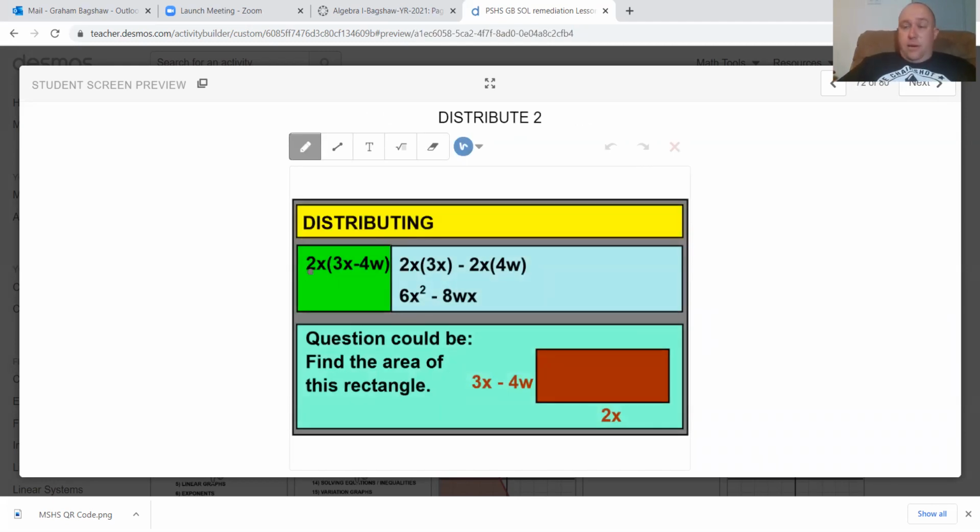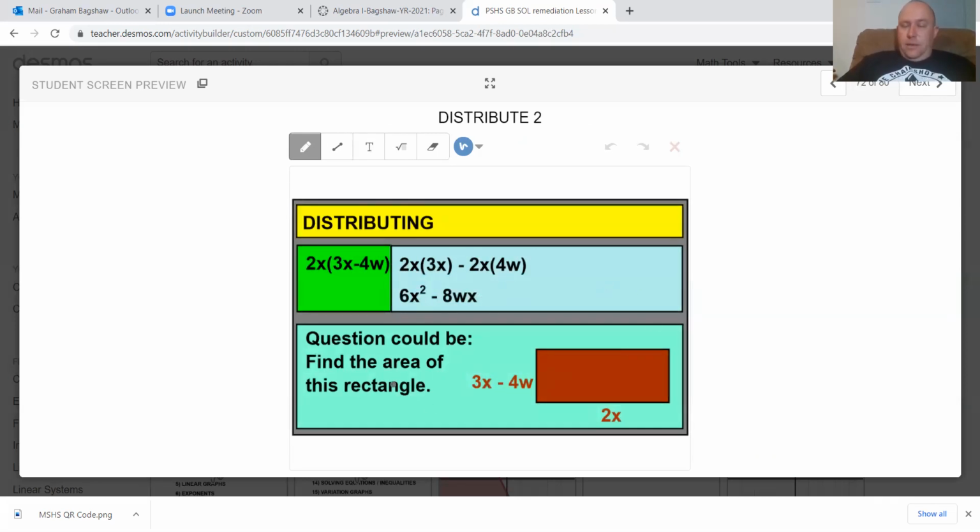Distributive property, numbers first, letters second. So 2 times 3 is 6. X times x, as there's 2 x's, x squared. Or with the exponent of 1 and 1, 1 add 1 gives you 2. 2 times negative 4 is negative 8. X times w, you just put them in alphabetical order, so wx.